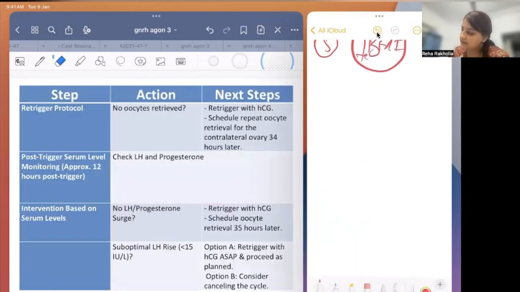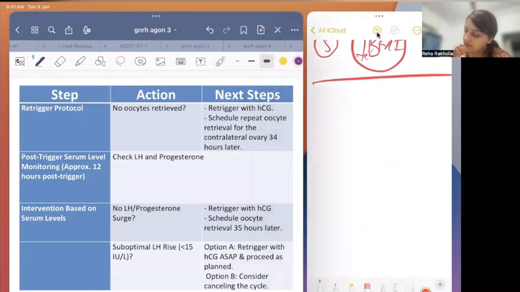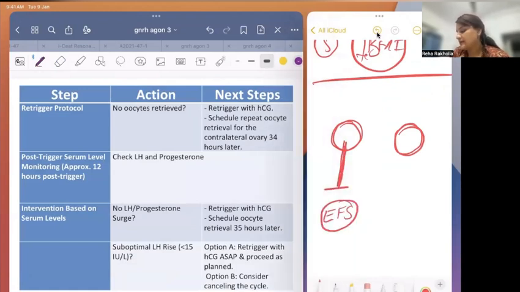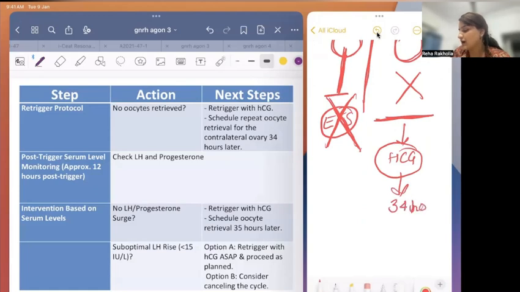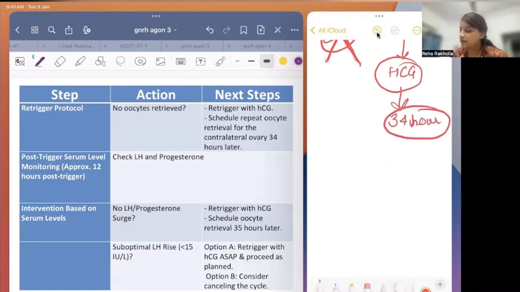I have explained this in tabular form and flowchart form also. This is a retrigger protocol. If we give the GnRH agonist trigger and do the retrieval on one ovary, and we see there are no follicles, we won't go for retrieval of the contralateral ovary. We'll give a retrigger with HCG and then schedule repeat retrieval in the contralateral ovary 34 hours after the trigger. Okay, first scenario is this.